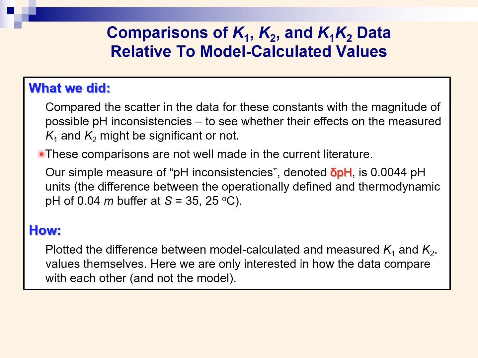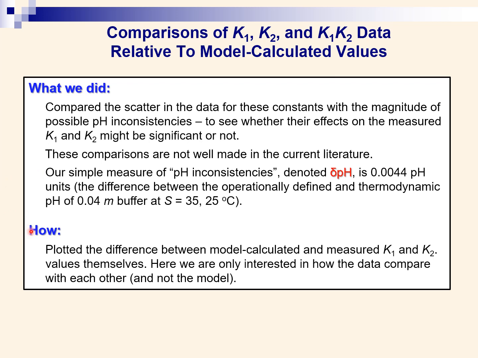These comparisons, or at least plots of the scatter of K1 and K2, are not well made in the literature, I think, by which I simply mean that the graphs in various publications don't show all that I think they could. Now, our simple measure of pH inconsistencies, denoted delta pH on the following slides, is 0.004 pH units, the difference between the operationally defined and thermodynamic pH that we showed earlier.